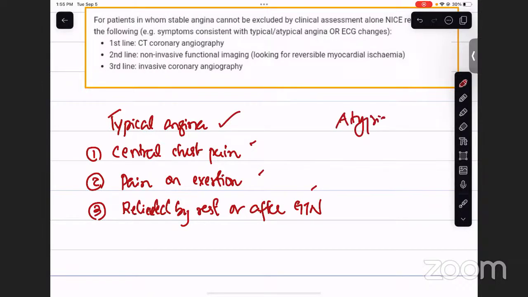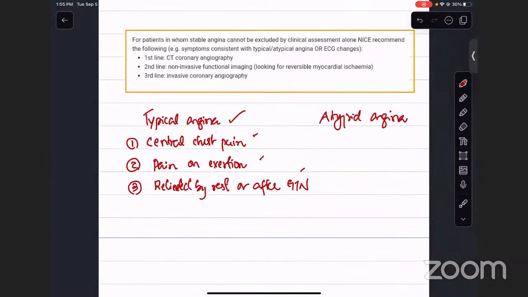Atypical angina means the patient meets 2 out of 3 criteria. If the patient meets only one or none of the criteria, like central chest pain, pain on exertion and relief by rest, that is called non-cardiac pain or non-anginal pain. So we must know the definitions of typical, atypical, and non-cardiac or non-anginal pain.